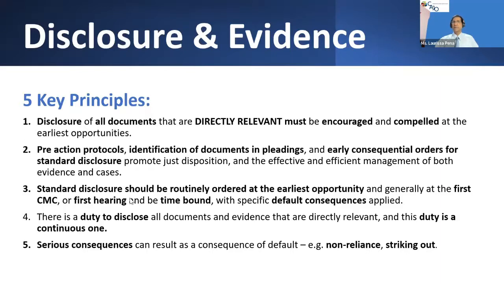On standard disclosure, we think a key approach should be to routinely order standard disclosure at the earliest opportunity. And for that, we mean either at the first CMC or the first hearing. Remember when we looked at fixed state claim forms and originating applications, the rules don't talk about a CMC, they talk about a first hearing at which a judge has CMC powers. So standard disclosure should be routinely ordered at the first opportunity.